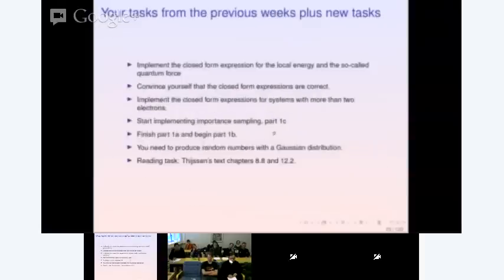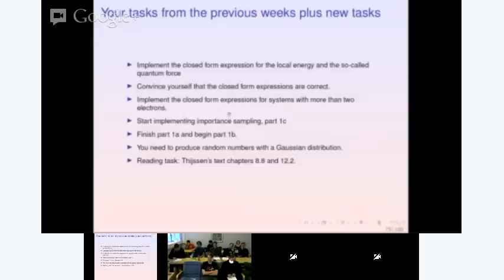So if I move back to the tasks which I set up here, I would like you now to start studying the closed form expressions of both the local energy and the so-called quantum force. Do the paper and pencil work. I mean, you have to sit down and simply just do it and convince yourself that the expressions are correct.